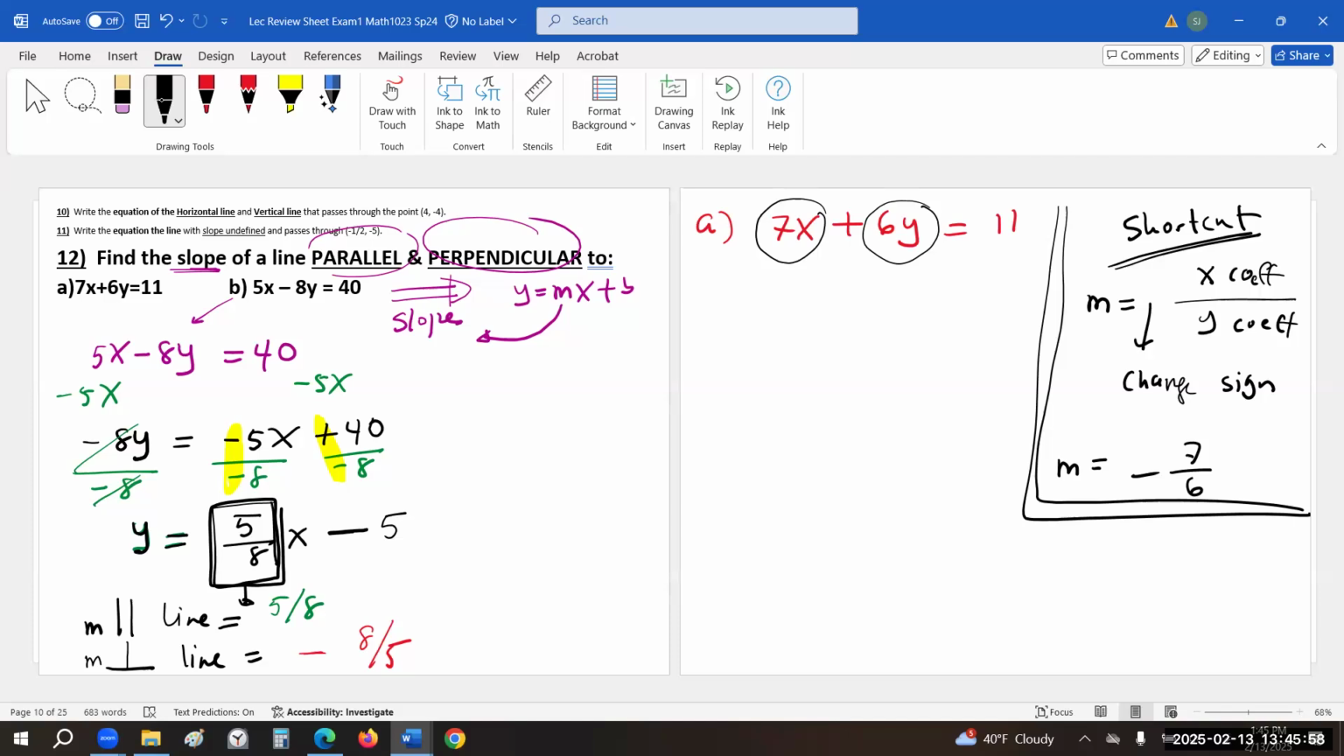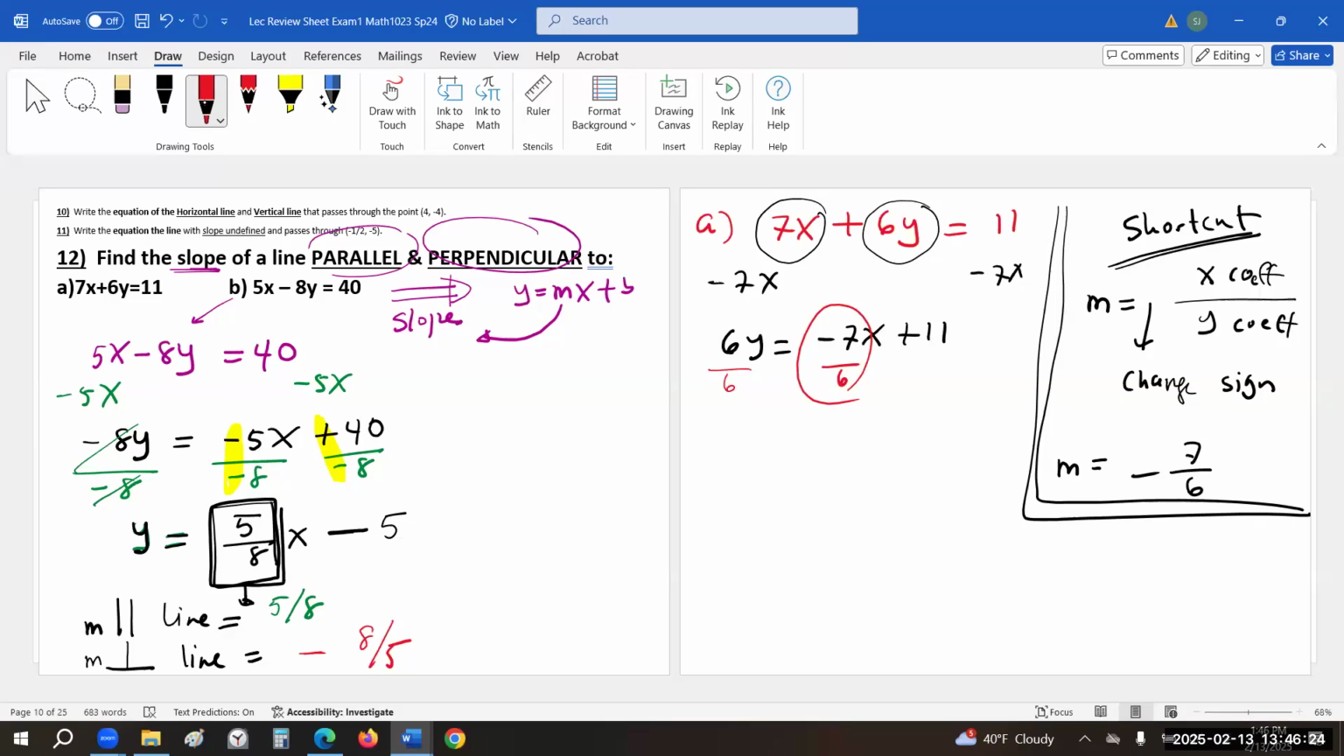Okay, let's do it the usual way. If I do it the usual way, first you have to subtract 7x, right? Did you subtract 7x? Okay. So we have 6y equals negative 7x plus 11. And then what do you do? Divide by 6. What's the slope?